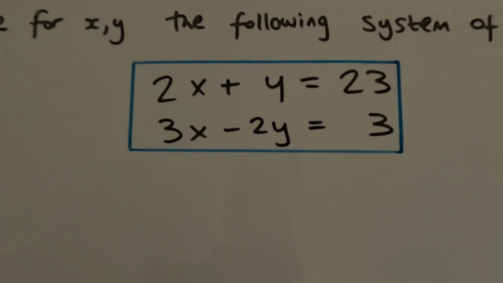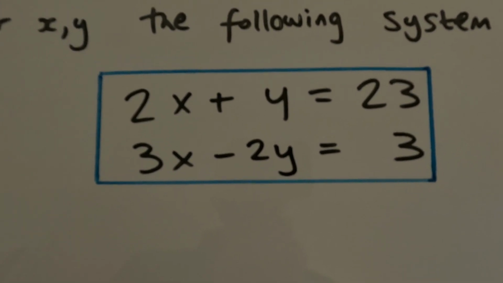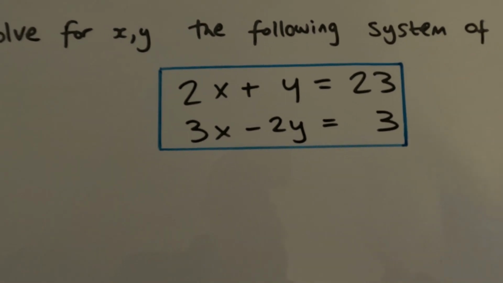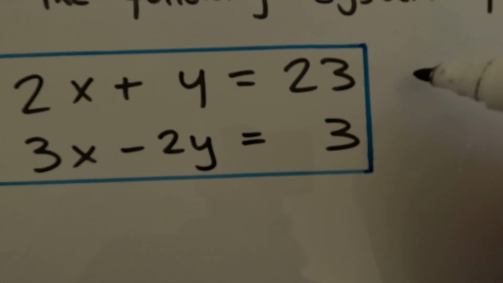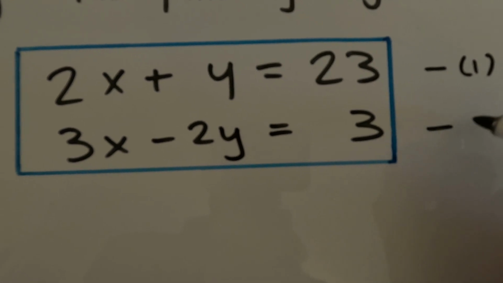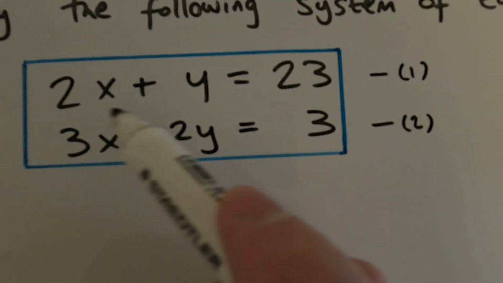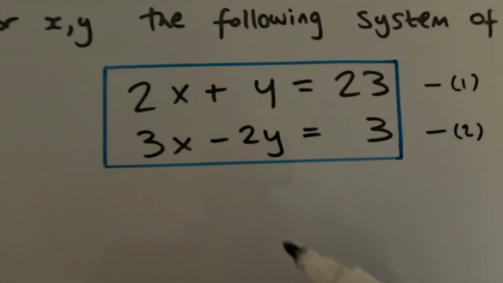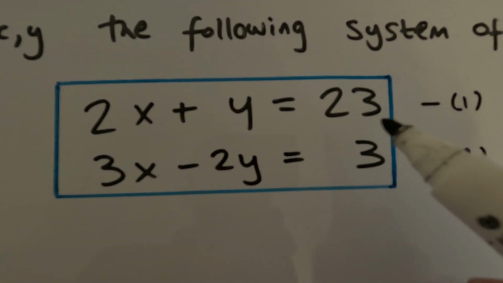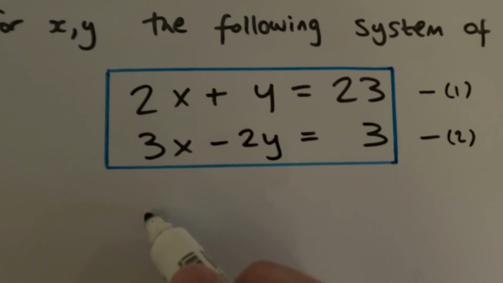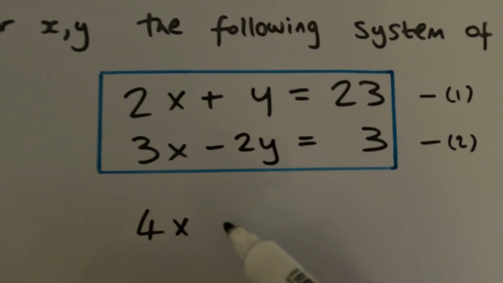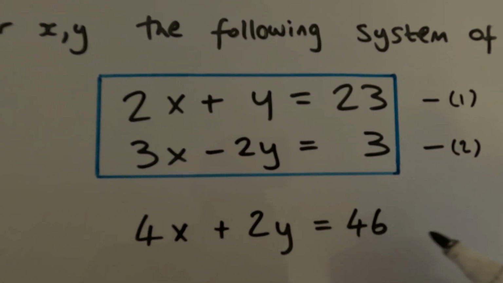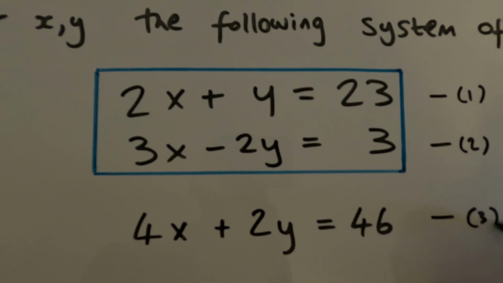Well, it's much easier to multiply than to divide. So to get them with the same coefficient, we will multiply by 2. I'm going to label these equations just for convenience. I'm going to call that 1 and call that 2. So equation 1 is 2x plus y equals 23. Equation 2 is 3x minus 2y equals 3. Now I'm going to multiply equation 1 by 2. And that will give me 4x plus 2y equals 46. I'm going to call that 3.